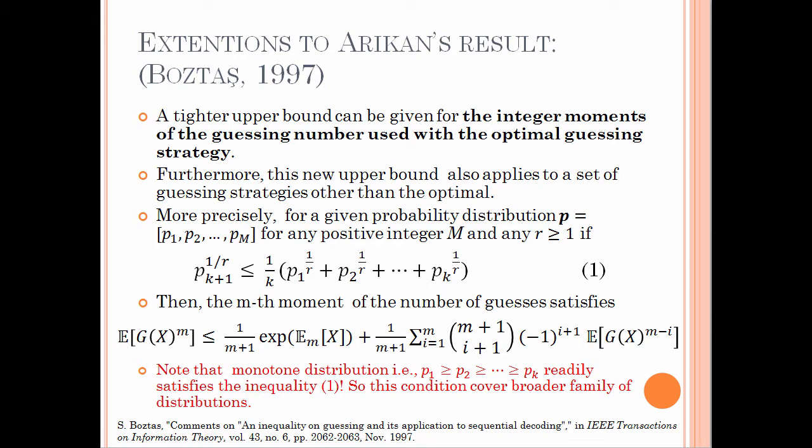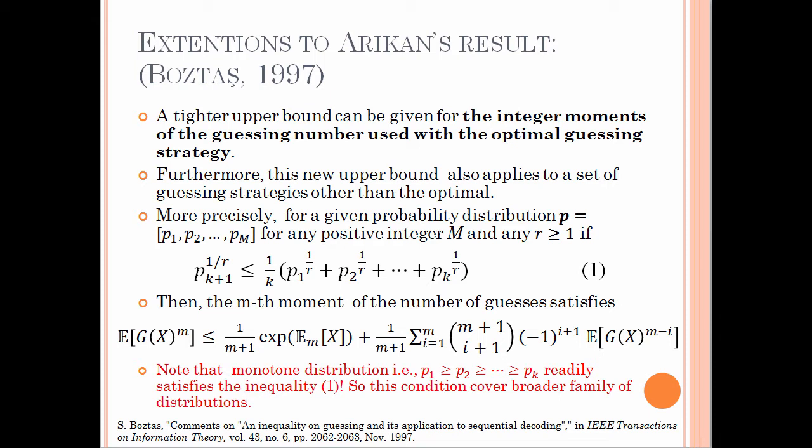That is, more precisely, for a given probability distribution P, which has P1 to Pm, for any positive integer m and any r greater than or equal to 1, if we have this inequality shown in 1, then we would satisfy the condition, and the mth moment of the number of guesses would satisfy the expression given below. So we note that such an inequality would be satisfied for a monotone distribution as well, but a subset of non-monotone distributions may also satisfy this inequality.